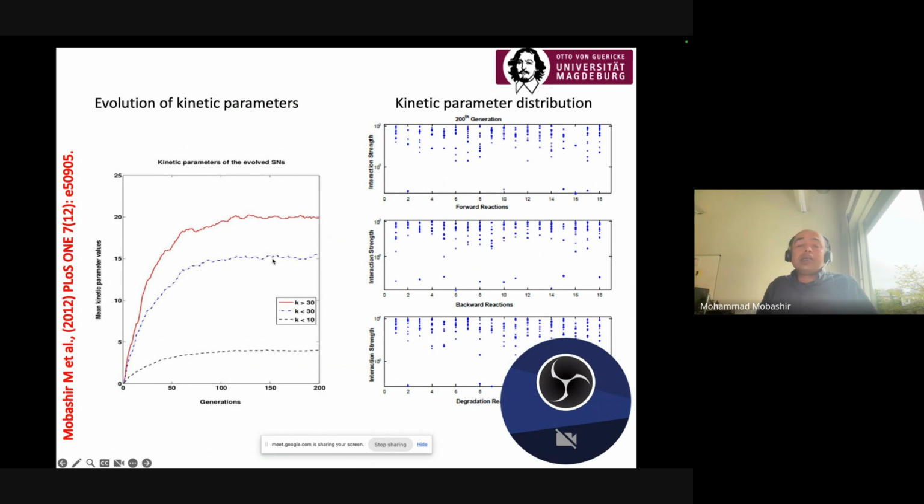That means the rate of reaction is not going too high, but it has a certain limit, and it stays less than or equal to 20 rate of reaction. Similarly, these are the kinetic parameter distributions, which also clearly justify the same thing, as we can see in the figures on the left side.